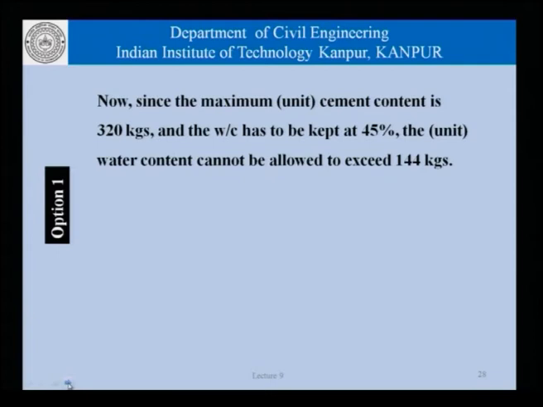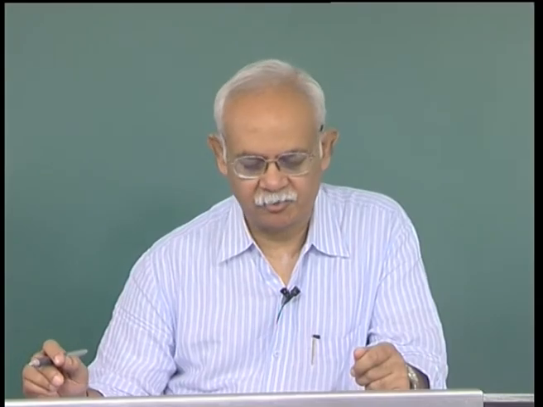Now, let us look at option 1, which is using a chemical admixture. Since the maximum unit cement content is 320 and the water cement ratio has to be kept at 45%, the water content cannot be allowed to exceed 144 kgs. This is the statement of the problem.